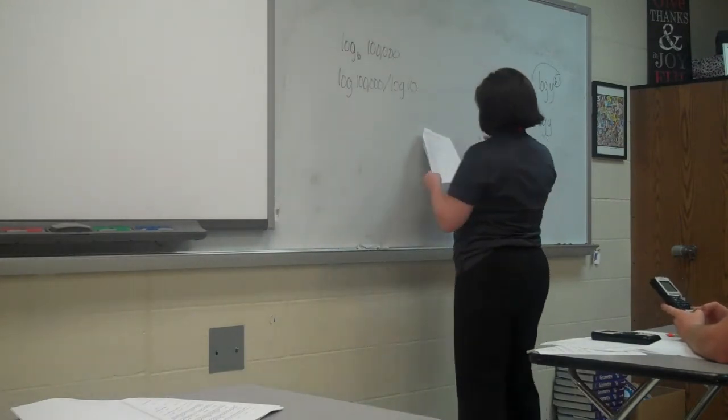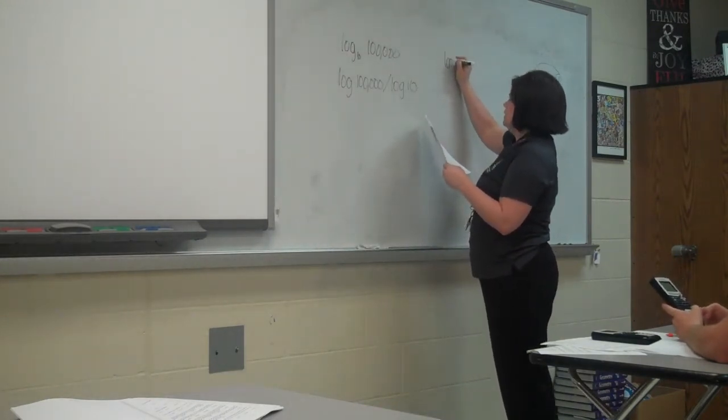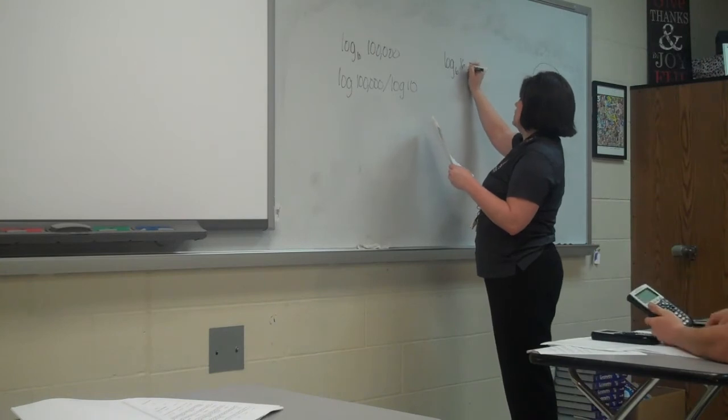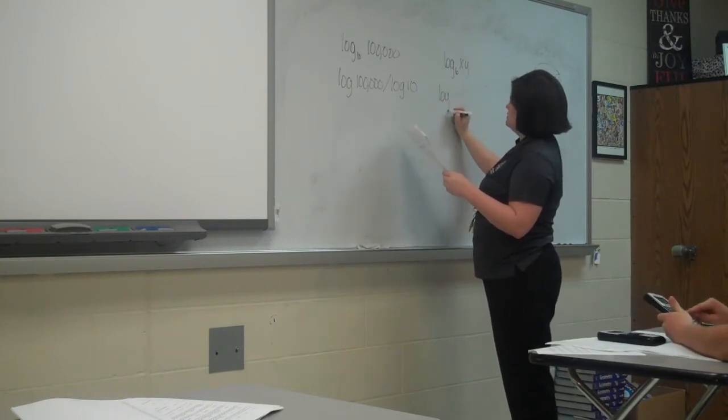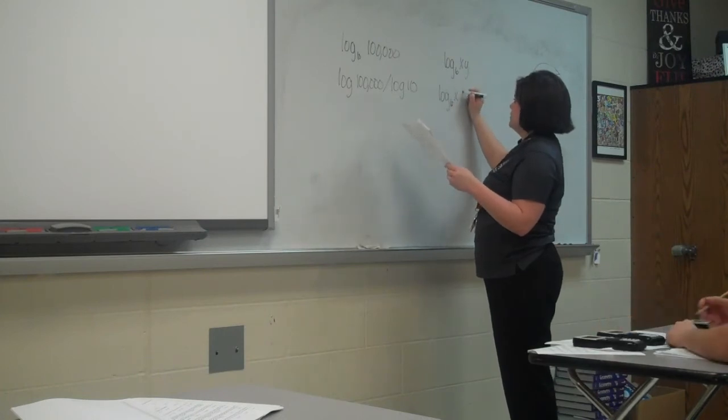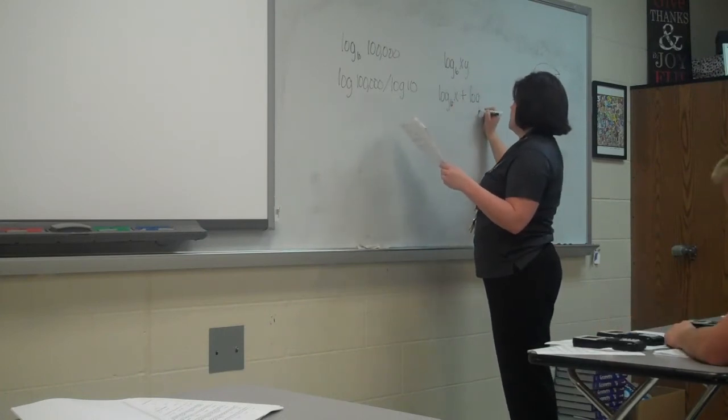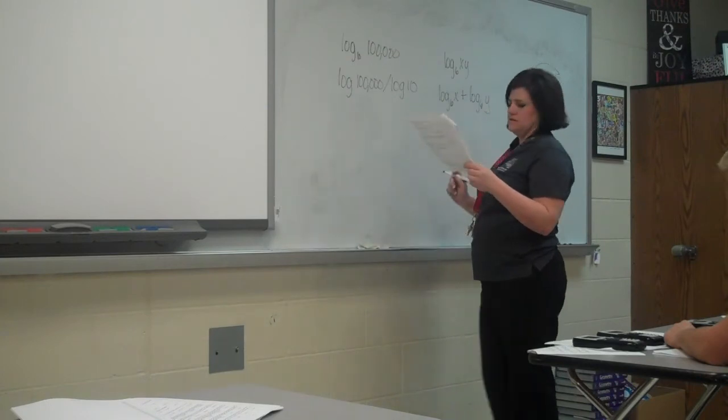All right, number 24. Log base 6 of x, y. We just got to split this up. So it's going to be log base 6 of x. Since it's multiplying, we separate it into two separate logs. That'd be plus log base 6 of y.